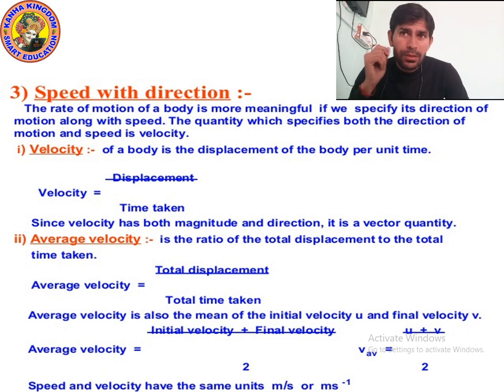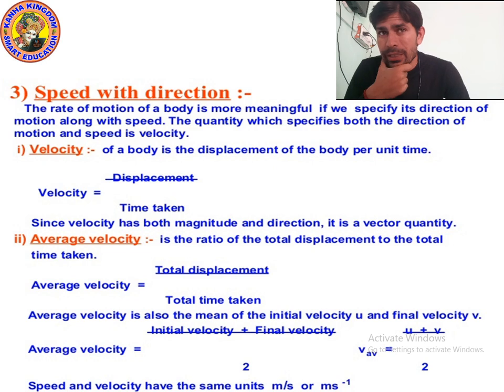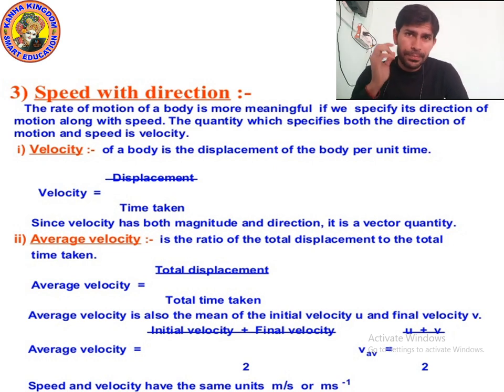The formula of average velocity is initial velocity plus final velocity upon 2, means u plus v upon 2. Speed and velocity have the same units, meter per second, or meter second inverse.